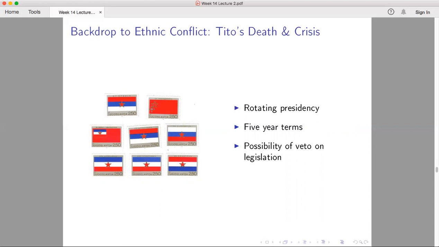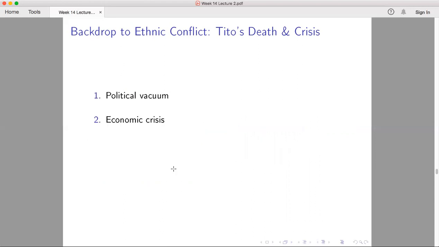It's kind of hard to tell them apart because the flags are so similar, but they're actually somewhat different. The colors are reversed in some of them. So these are, in fact, different republics.